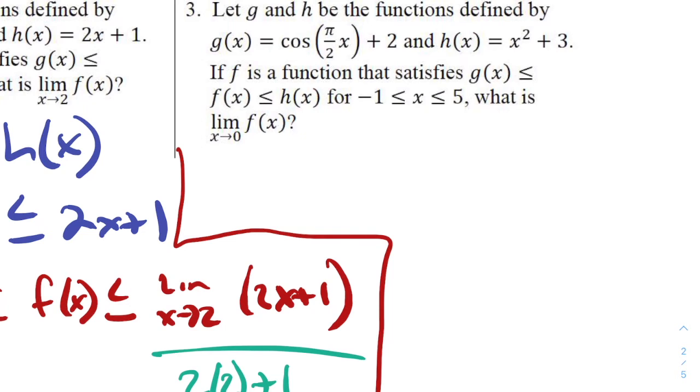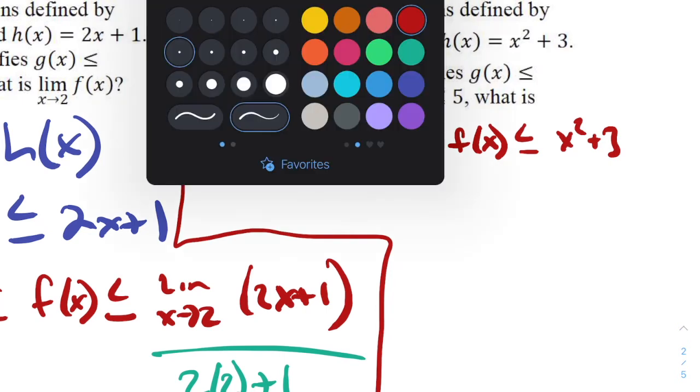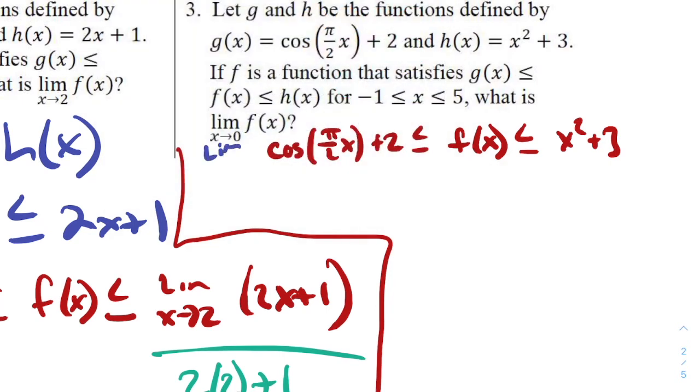So in this case, we've got cosine of pi over 2x plus 2 is less than or equal to whatever f of x is, which is less than or equal to x squared plus 3. Since they gave that to us, that's half of the if part for the squeeze theorem. We're going to want to find the limit as x approaches 0 for each of these three parts.